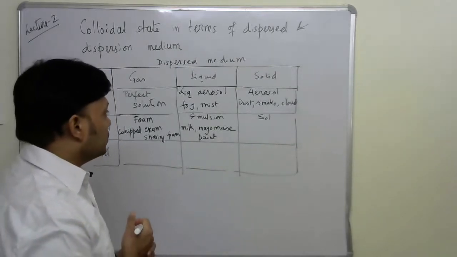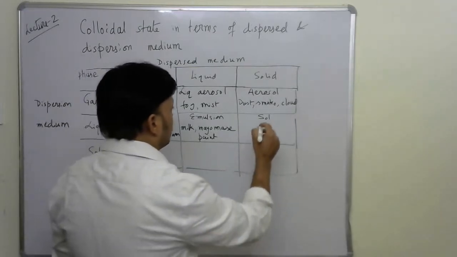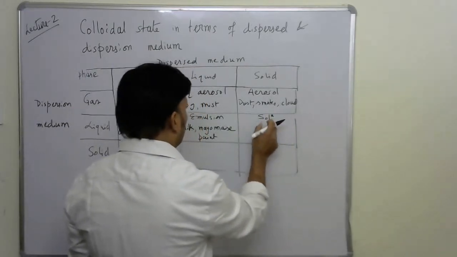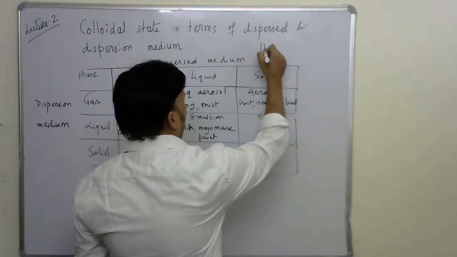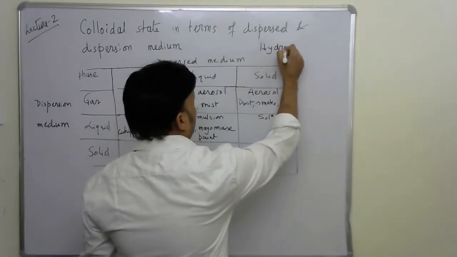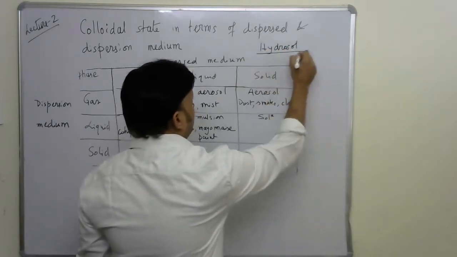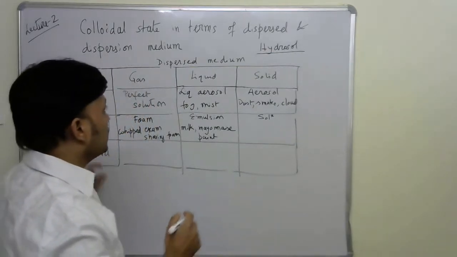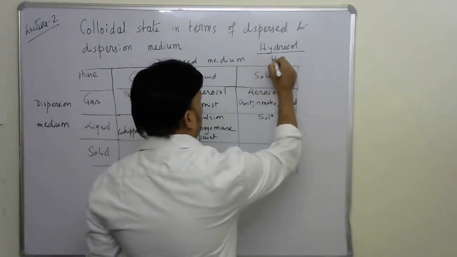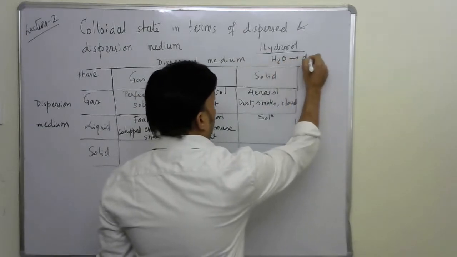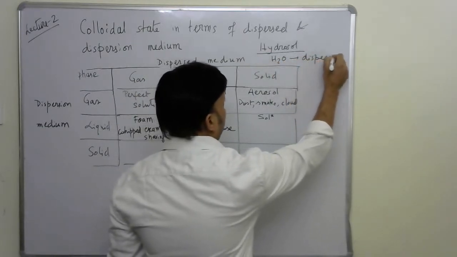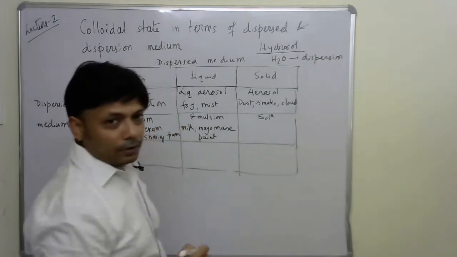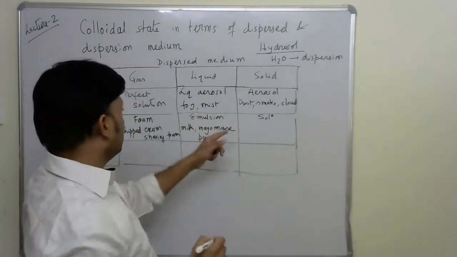Okay. So remember, there is one term though. This is related with the sol. This is called hydrosol. Okay. So the hydrosol is the class of colloids when the dispersion medium is water. Okay. So H2O, if taken as the dispersion medium, then it's called the hydrosol. So, but this is basically a sol.